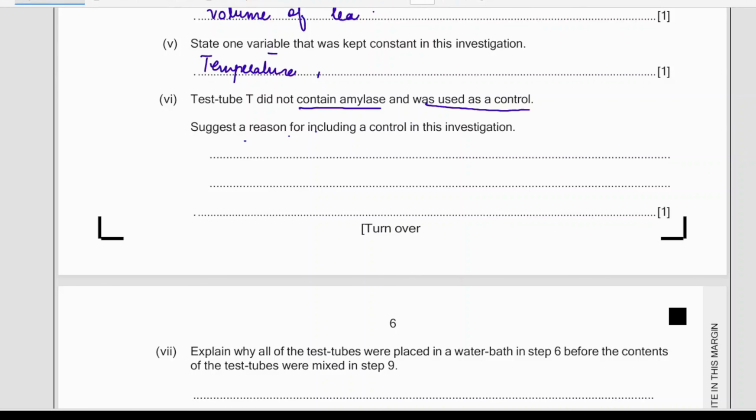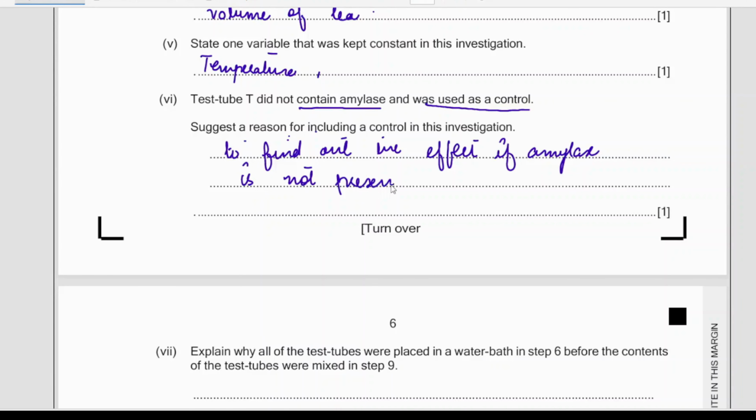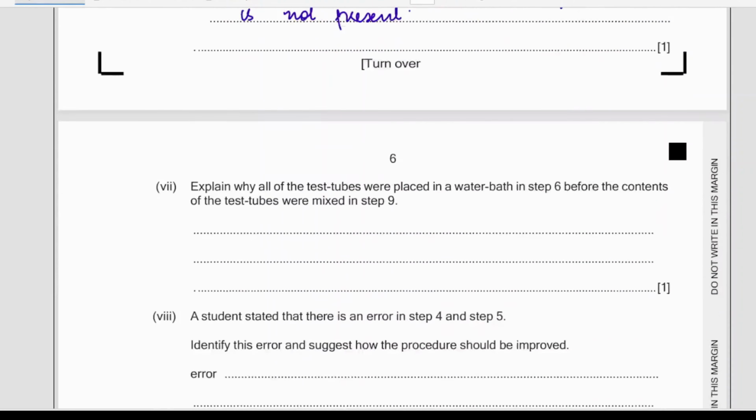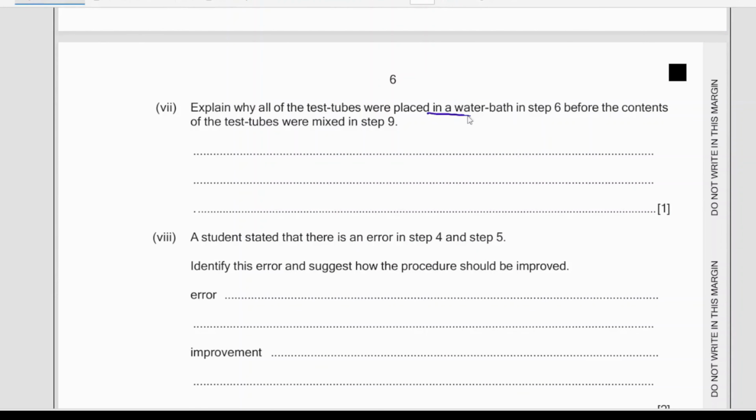So why do we use control? Good, good. To find out the effect if amylase is not present. Okay, explain why all the test tubes were placed in the water bath.